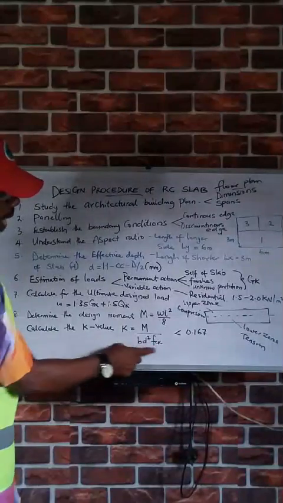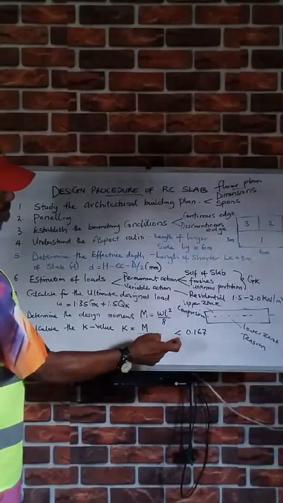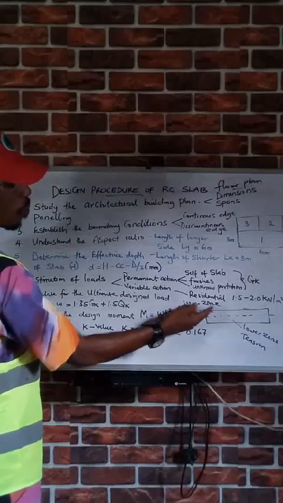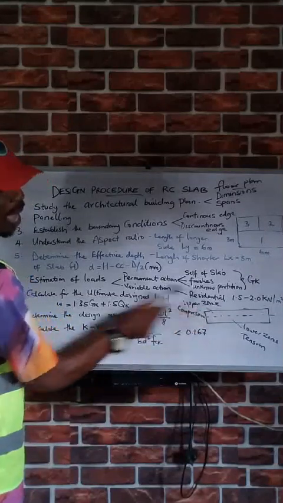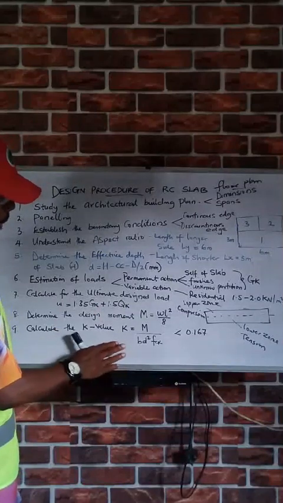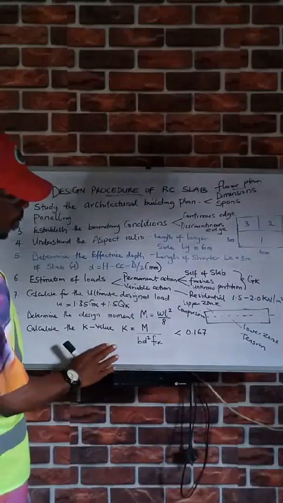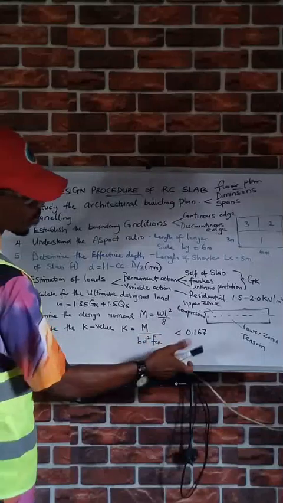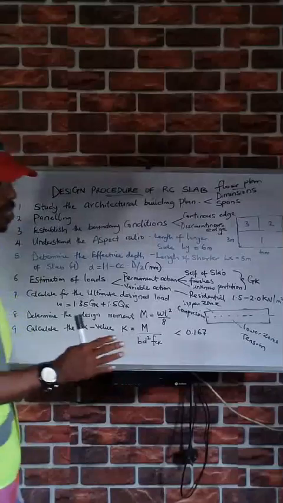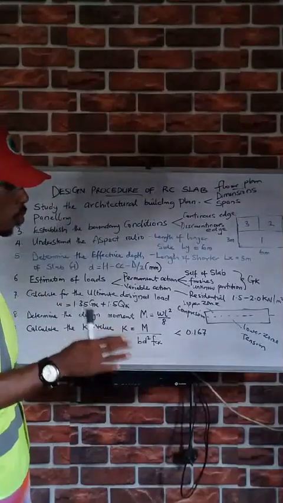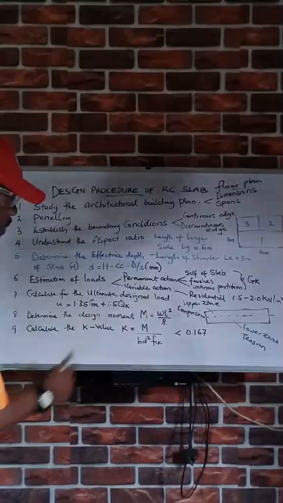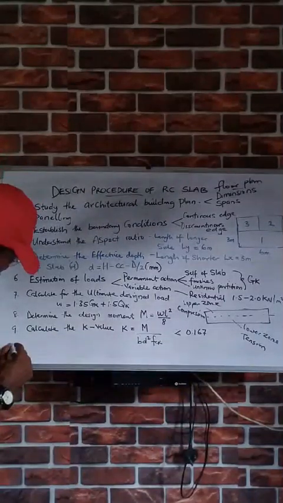In the case where the K value here is greater than 0.16, it means there is a need to also provide reinforcement at this upper zone. Remember, for our slab, if this K value is less than this, your emphasis should be on this lower zone, which is the zone under tension. Once it's less than that, the next thing you're going to do is to calculate the lever arm factor.